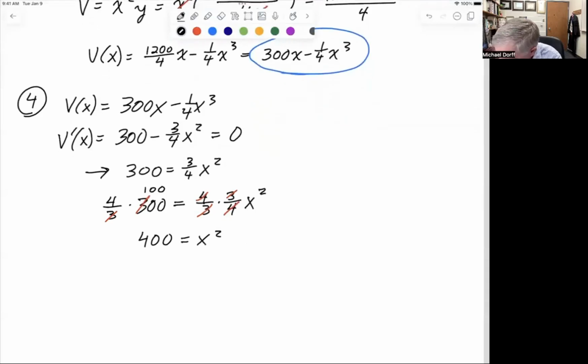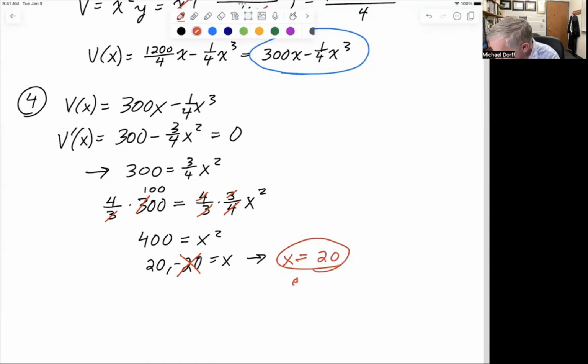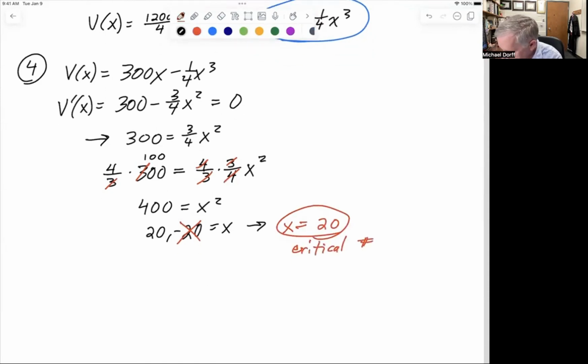And when I take the square root of that, I'm going to get 20 or negative 20 equals x. But we don't want any negative distances, so we'll cancel out the possibility of negative 20 being a critical number for this particular problem because we're dealing with distances. So x is going to equal 20. So that's my critical number for the problem I'm working on. And now I need to figure out whether that's a max or min.